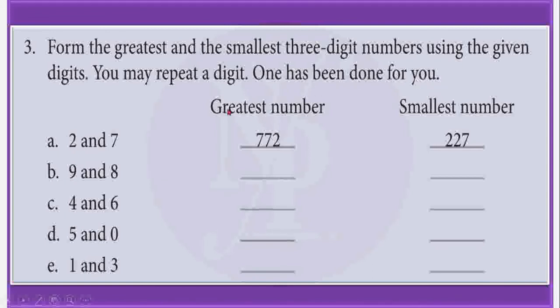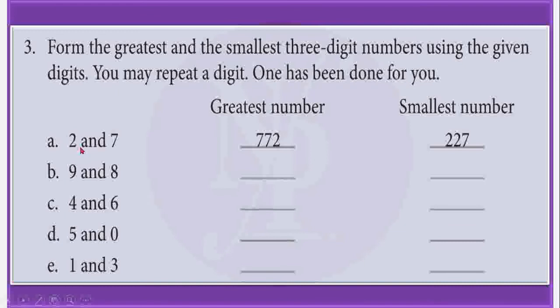So here, to form the greatest and smallest 3-digit numbers, if you look at these questions, only 2 digits are given. So to obtain a 3-digit number, 1 digit must be repeated. One example is also shown here. Let us look at this.